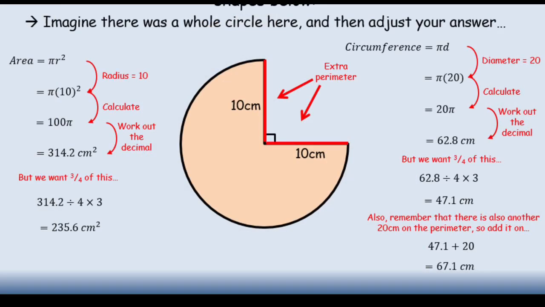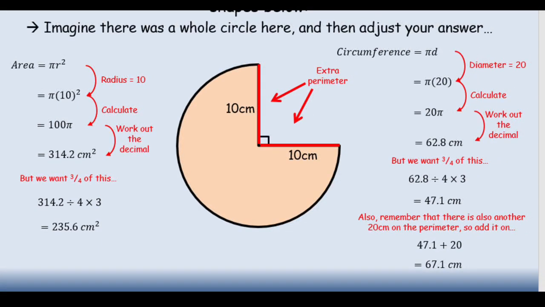To find the area, we can work out the area of the entire circle, one that has radius of 10 centimetres, by using our formula area equals pi r squared. As you can see, the shape that we have is only 3/4 of a circle. So to find the area of this shape, we would take 3/4 of the whole circle. To find the circumference of this shape, we find 3/4 of the circumference of what this whole circle would be.